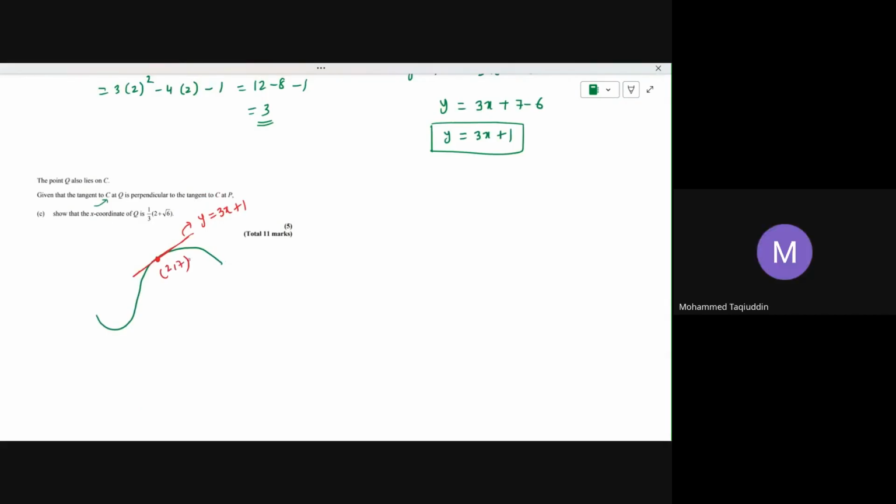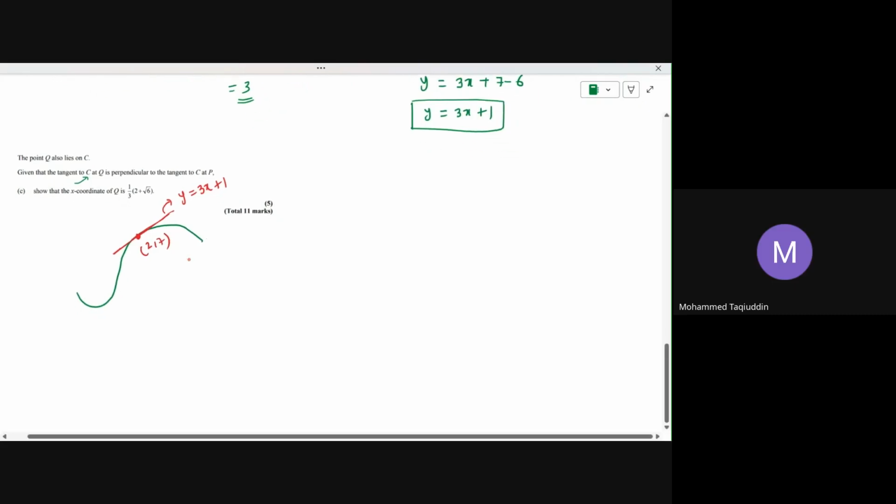The question says the point Q lies on C. So this is my C. I don't know where it lies, but wherever it lies, suppose I say it lies here. Let me assume the point Q lies on C here. Given that the tangent to C at Q is perpendicular to the tangent to C at P. So what does this mean? It's the same thing, but there is some relation. He wants to say that there is a tangent here from Q.